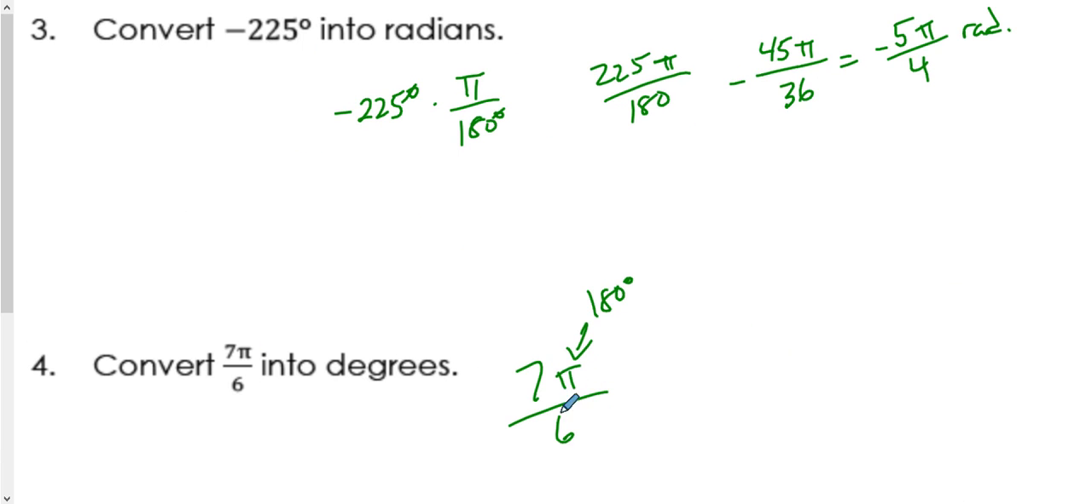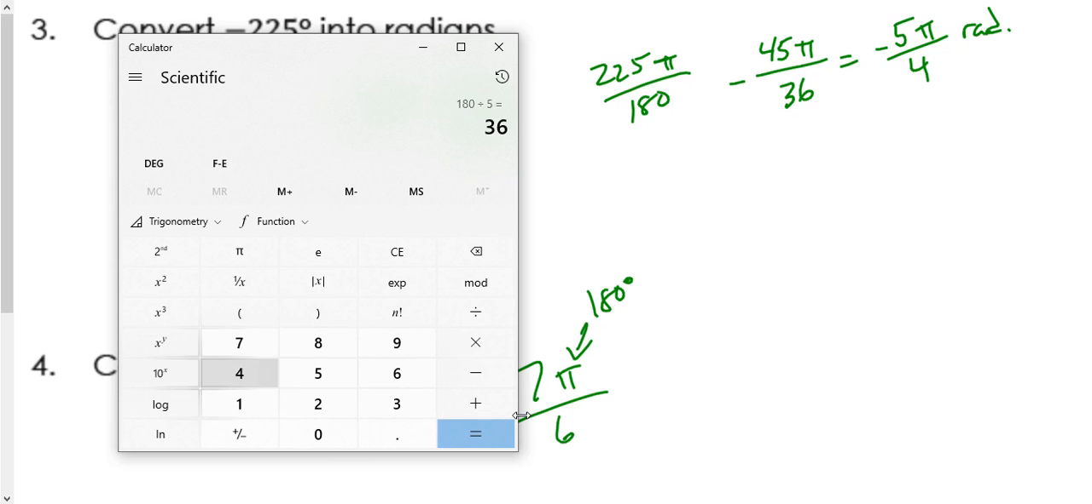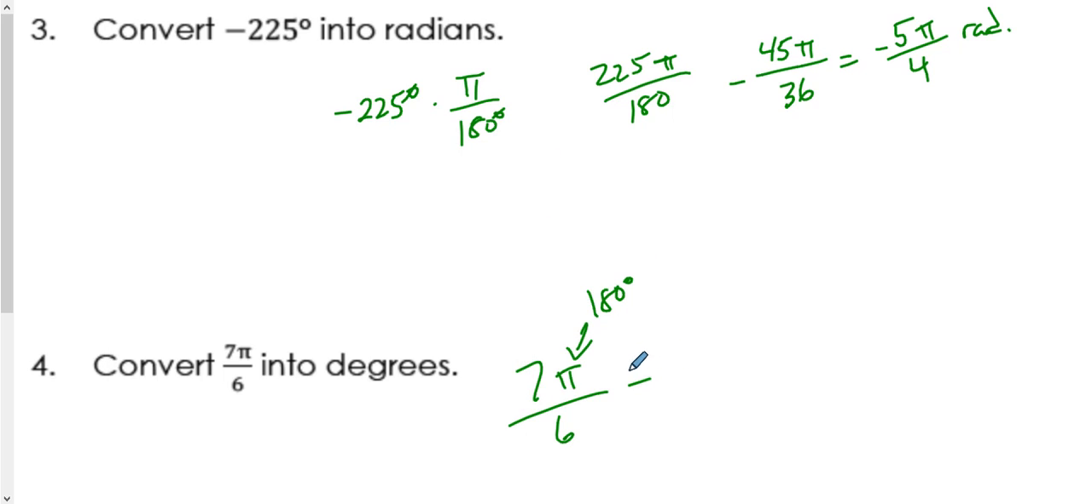All right. So 7 times 180 is 1,260 divided by 6. And that is 210 degrees. All right. So that is how to convert between radians and degrees. It's pretty simple. All right, guys.